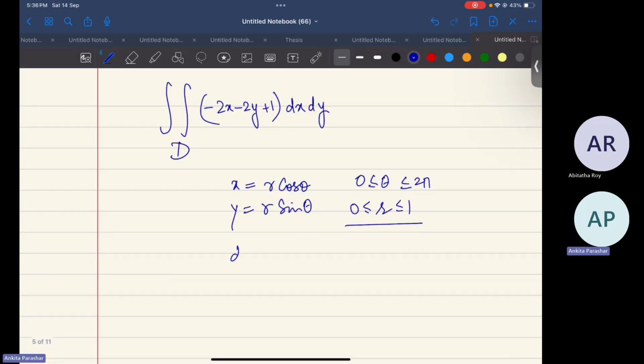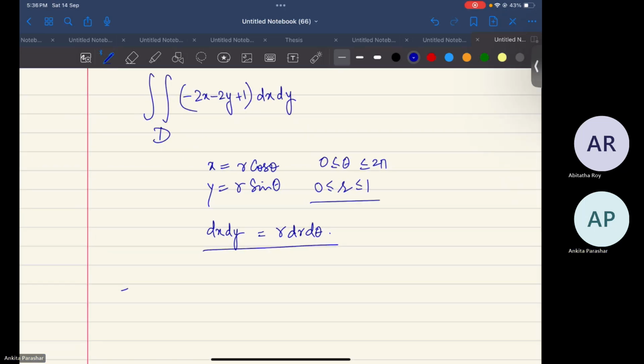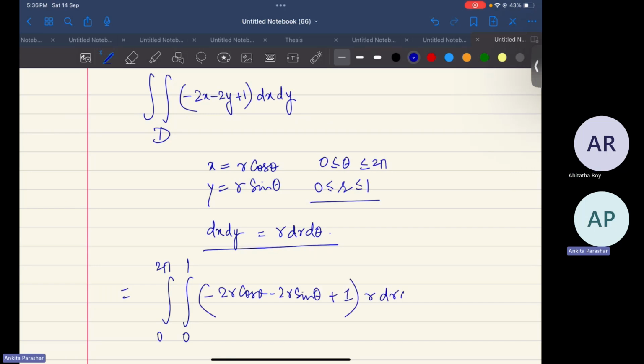So then dx dy, how would that change? It is r dr d theta. If you remember, it's like change of variable. So now I will be computing r from 0 to 1, theta from 0 to 2 pi, and then this is minus 2r cos theta, minus 2r sin theta, plus 1, and then r dr d theta.